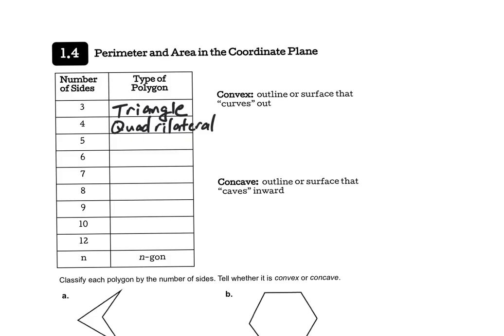Five is a pentagon. There's actually a building in Washington, D.C. called the Pentagon, and that's where the CIA and some of the government is. It did get hit by a plane in 9/11.